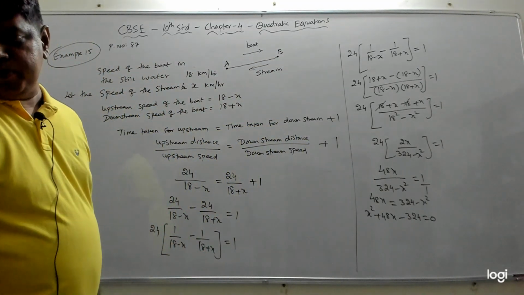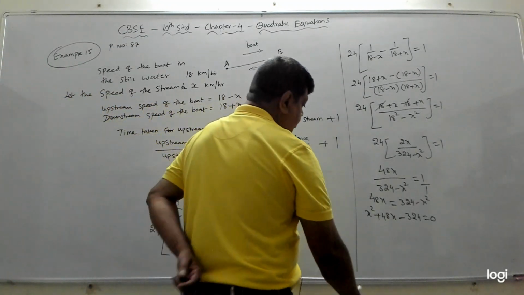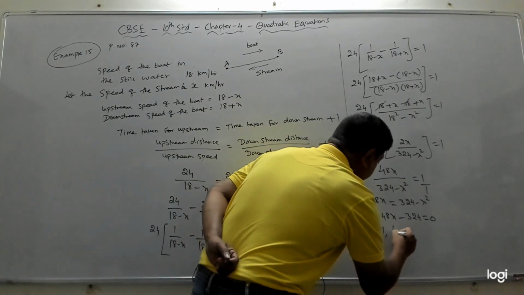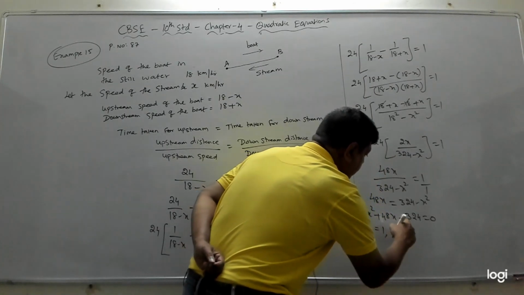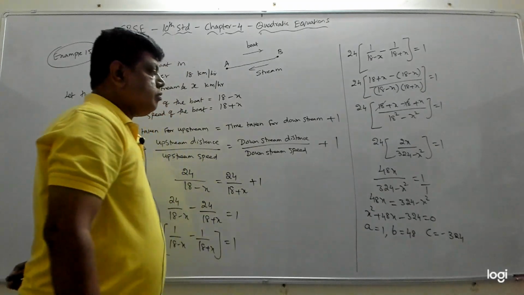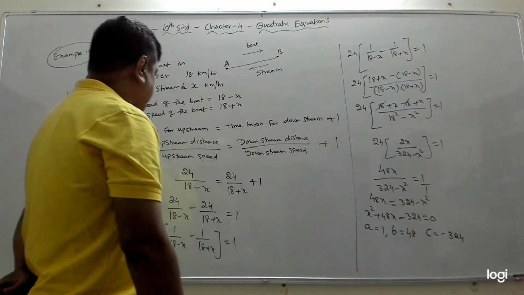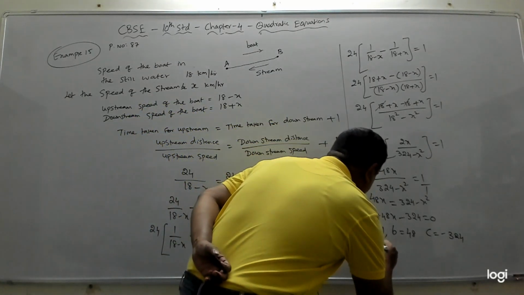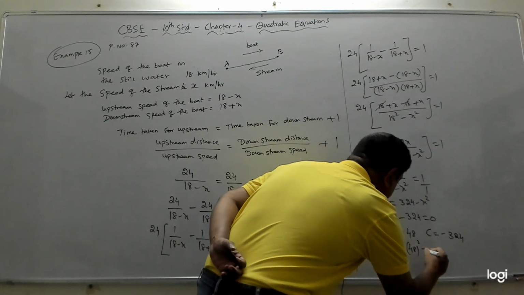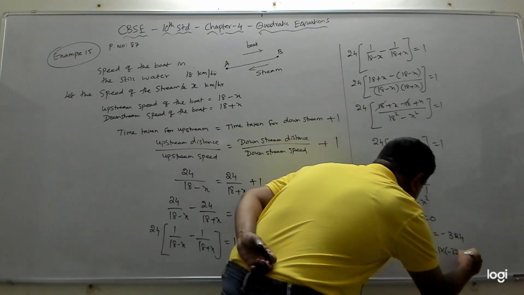First we will try to find b square minus 4ac. So what is a? A is 1. Our b is 48 and c is minus 324. So b square minus 4ac is 48 square minus 4 into 1 into minus 324.